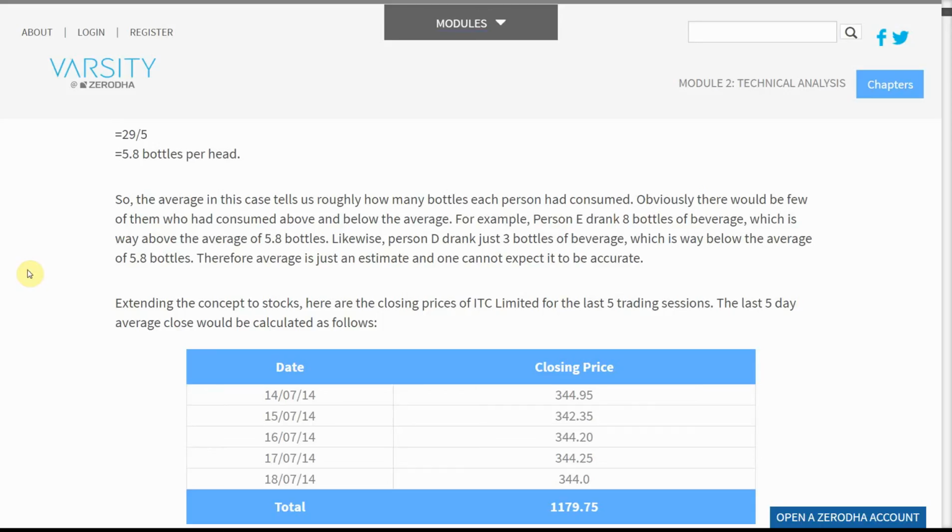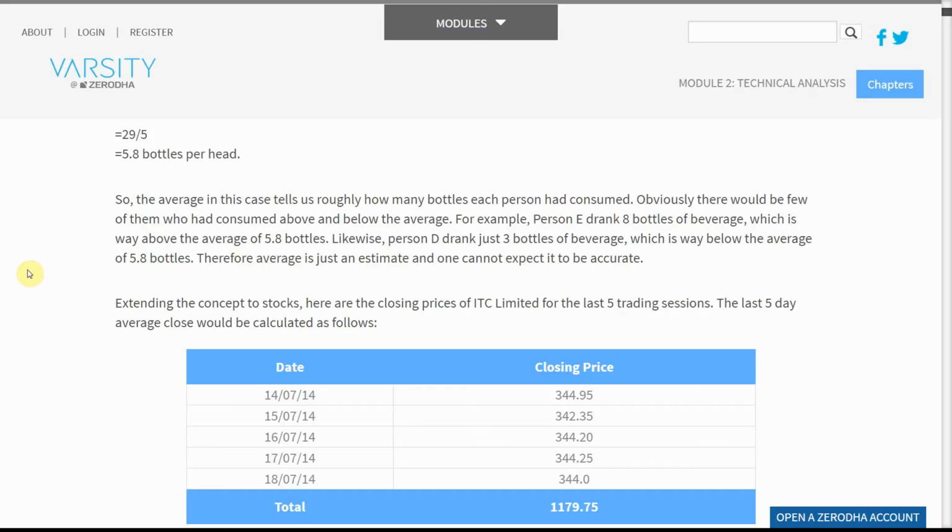Obviously, there would be a few of them who had consumed above and below the average. For example, person E drank 8 bottles of beverage, which is way above the average of 5.8 bottles. Likewise, person D drank just 3 bottles, which is way below the average. Therefore, average is just an estimate and one cannot expect it to be accurate.